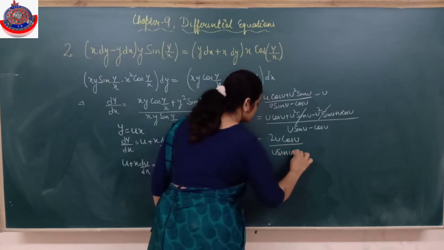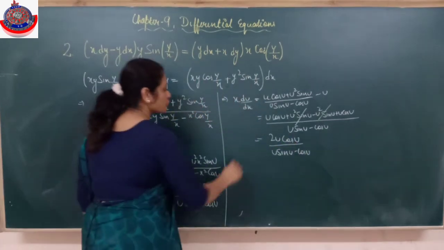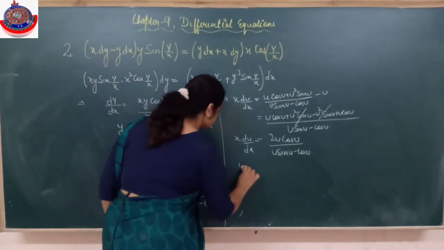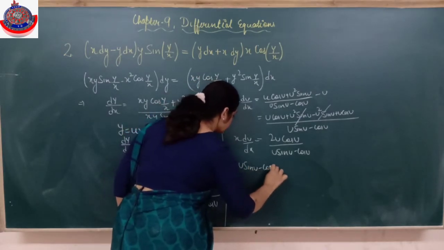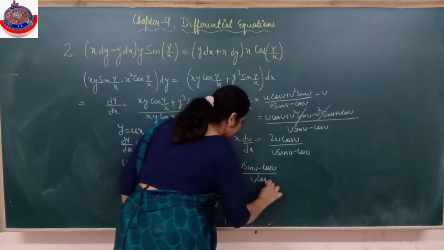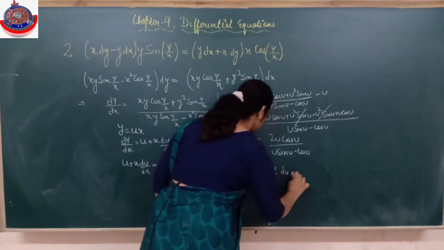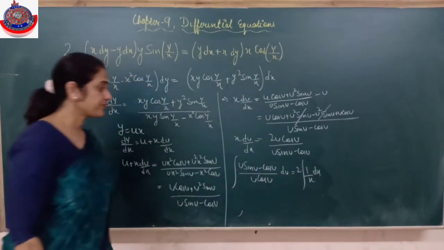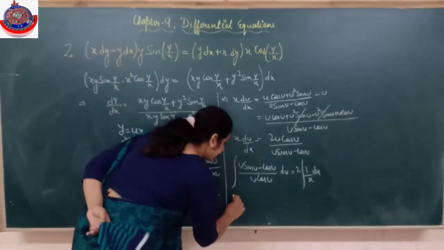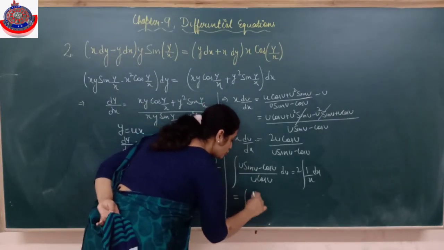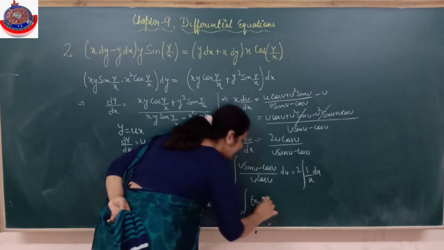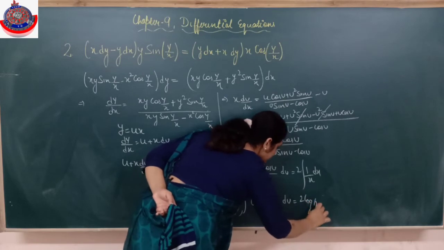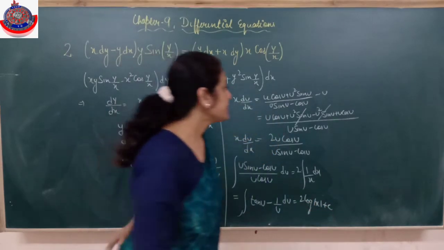So terms containing u go with du, that we know already. I will not take that u this side, 2u this side. Integrate. Clear? Now I can segregate. U sin u upon u cos u, cos u and cos u cancel. Sin upon cos would be tan. U cos u cancel. And here already it is log x plus c. Alright.